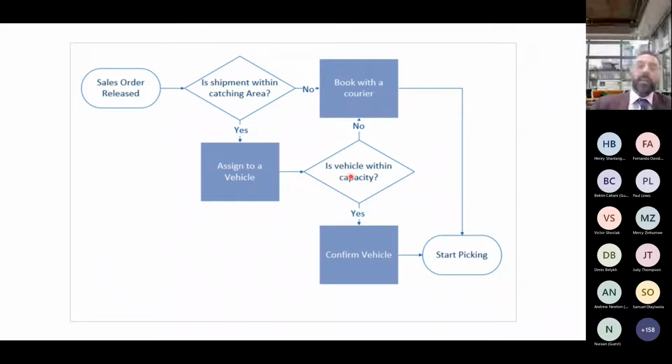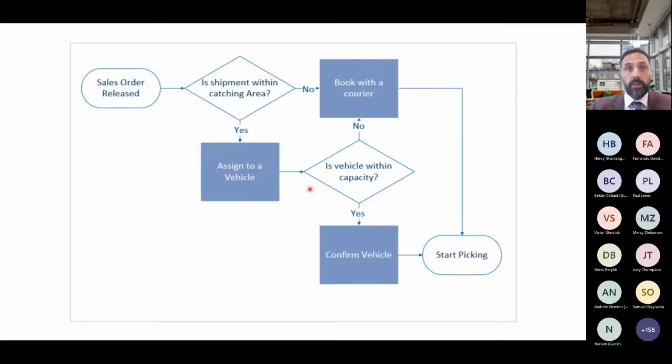Once the vehicle is assigned, though, we have an additional complexity here. Is the vehicle within capacity? Do we have enough capacity in the vehicle to fulfill the orders? Because you can imagine this is not a one-to-one scenario, one order, one shipment. This is a company where many orders can go to the same areas.